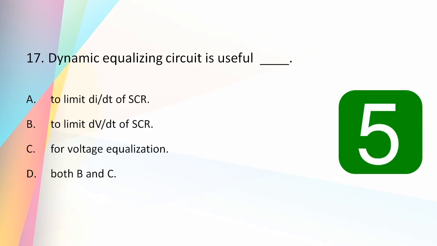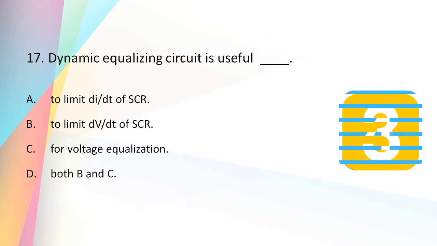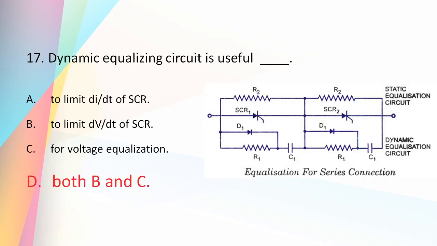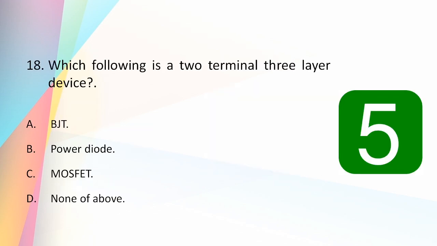Dynamic equalizing circuit is useful to limit dI by dt of SCR, to limit dV by dt of SCR, for voltage equalization, both B and C. And the answer is both B and C. So basically a dynamic equalizing circuit is nothing but a snubber circuit as shown in the figure, and it is used to limit dV by dt of SCR and also for voltage equalization.